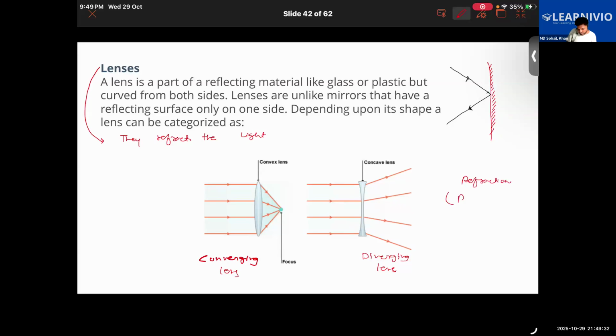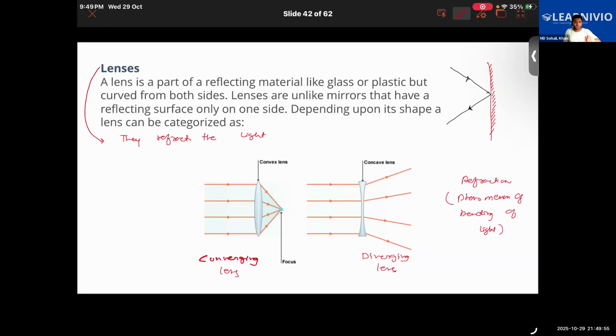Refraction is like it will bend the light, right? Refraction by definition is the phenomenon of bending of light when it passes from one medium to another. Like earlier light was traveling in air, now it is traveling inside the glass. So the phenomenon of bending of light is called refraction. You guys have observed this thing.